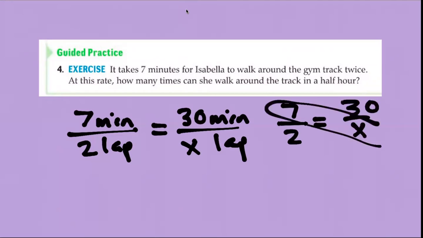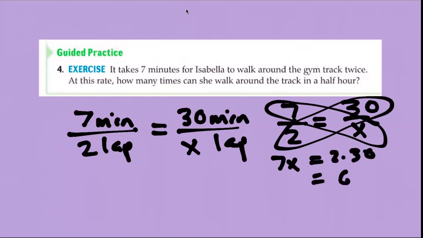And then just do your cross products. Well, 7 times x is 7x. And then 2 times 30 gives me 60. So you have 7x equals 60. You're going to divide them both by 7. And you're going to get x is equal to 8.6 something, 8.7. Let's figure it out. 8.57.